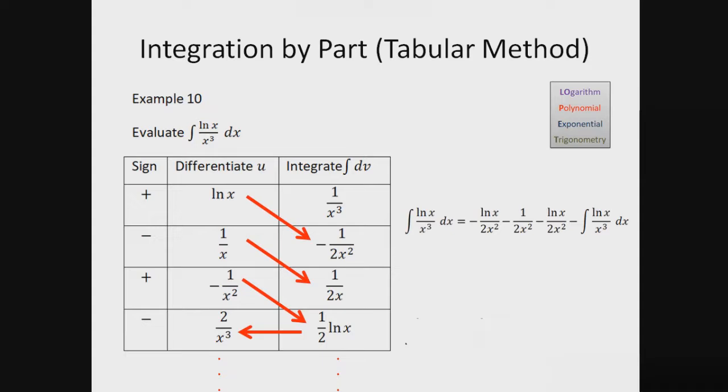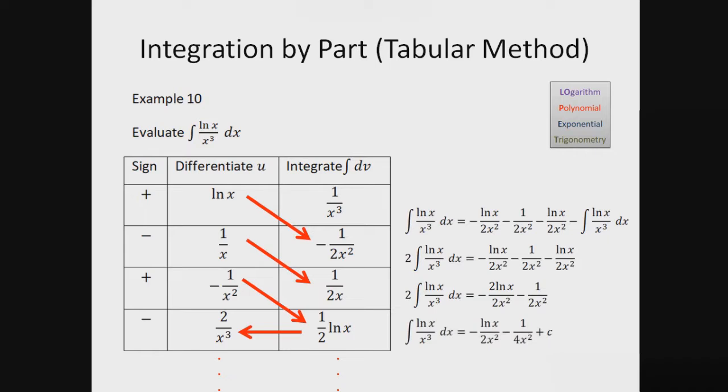So notice that we have two of the same integral, which is ln x over x cubed. So we can move them to the same part, which is the left hand side. So now we get 2 integral of ln x over x cubed dx. And the rest we simplify. So we get negative 2 ln x over 2x squared minus 1 over 2x squared. Then we cancel out the 2, moving it to the right hand side, and then we get negative 2 ln x over 2x squared minus 1 over 4x squared plus c.